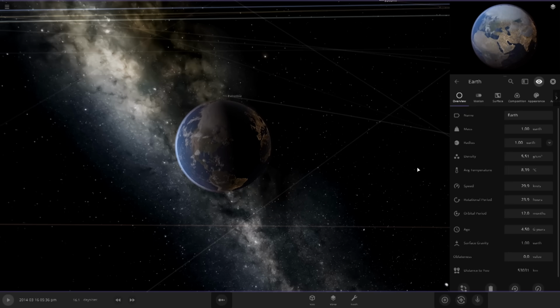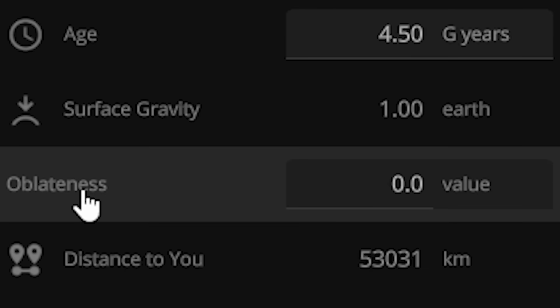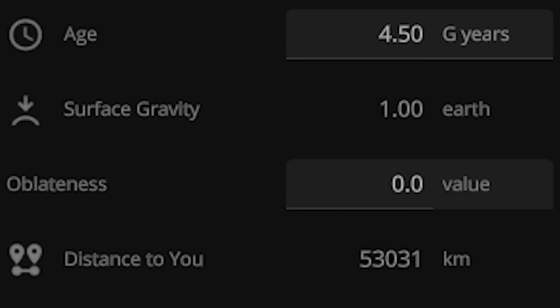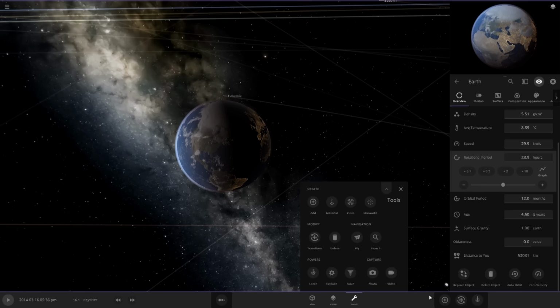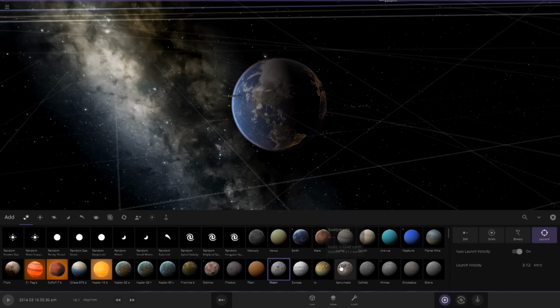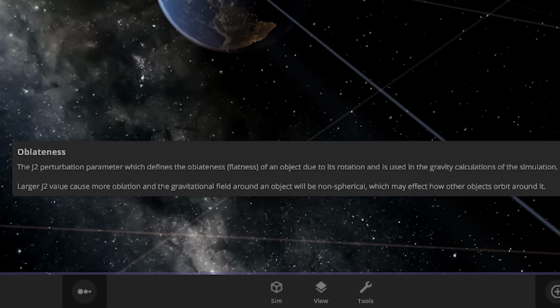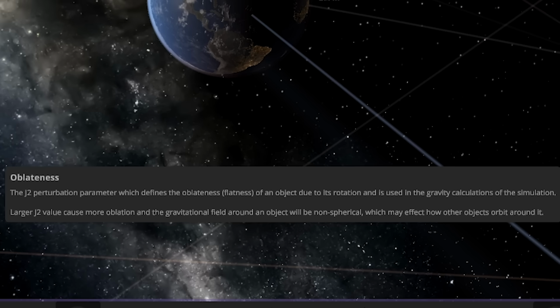If we look at the Earth here, we now have this, which defines the flatness of an object. So now I can actually make Satan's quarter at least scientifically flat. Now that said, this is all about just adding more zeros, so I do want to try something. The larger value causes more oblation. Yeah, I want all the oblation. I want to oblaticize the hell out of this.